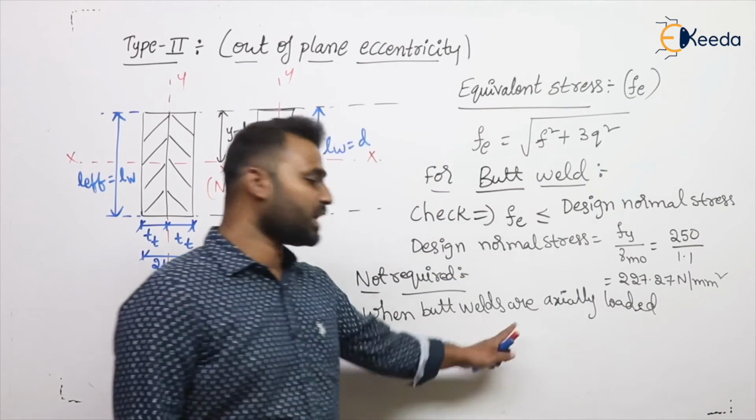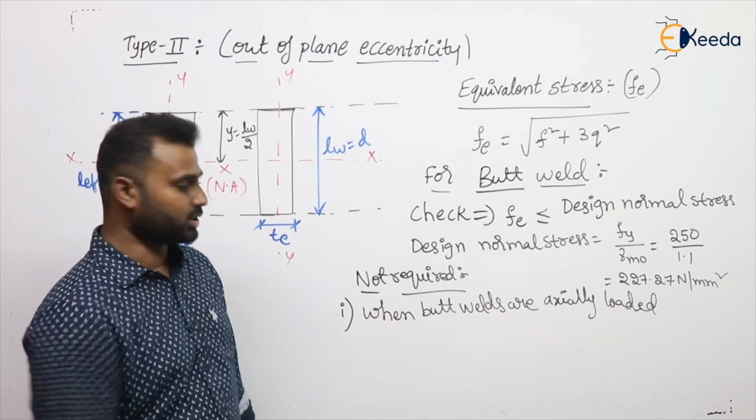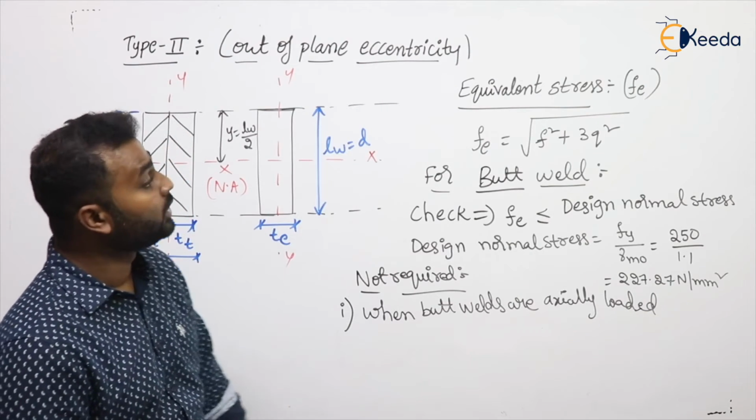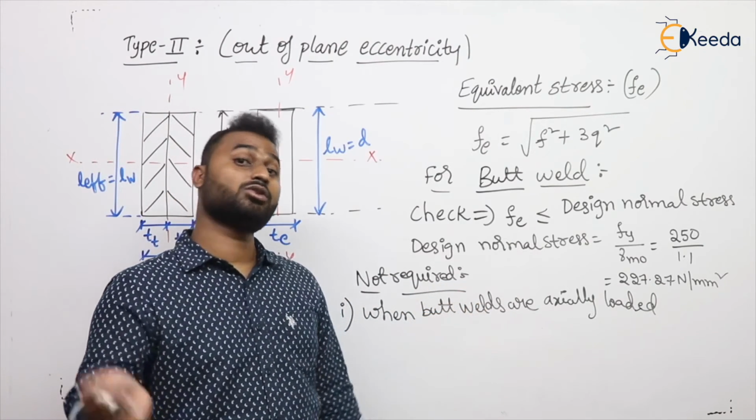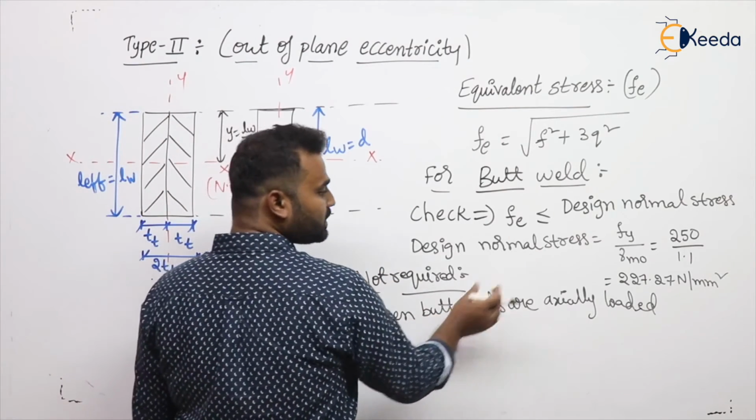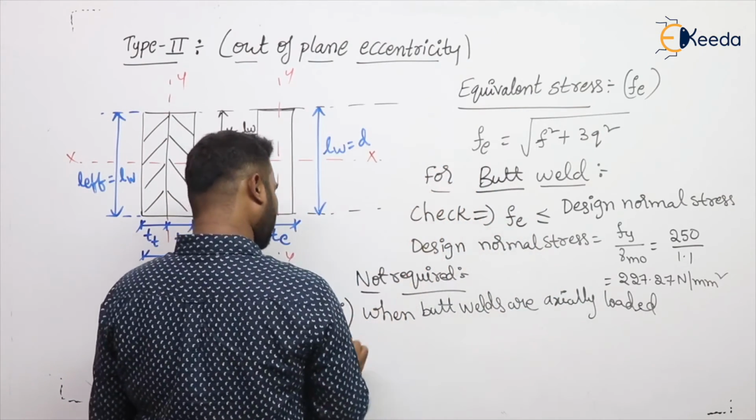Of course, we have discussed about axially loaded butt weld in our previous sessions. So in that case, this check is not required. Here the butt weld is subjected to not only axial forces but also some moment, right? Hence the check is required. But if butt weld is only subjected to axial load, then this check is not required.